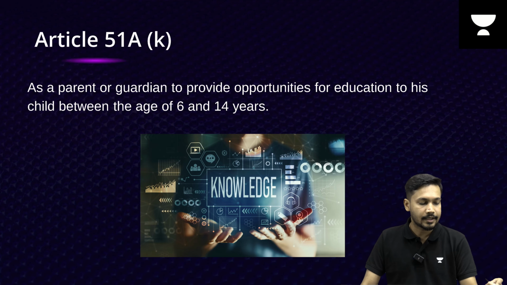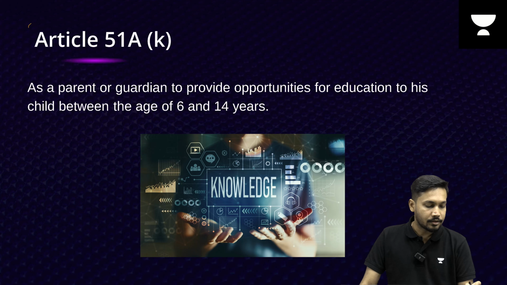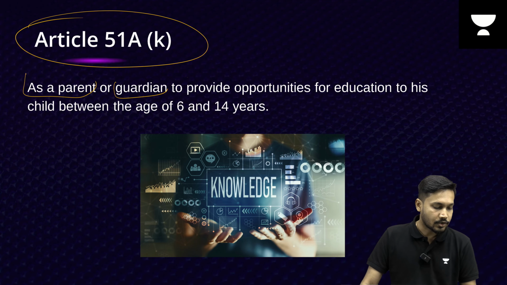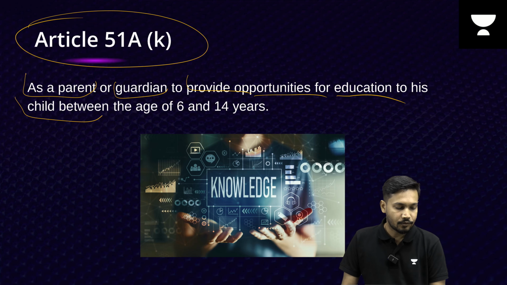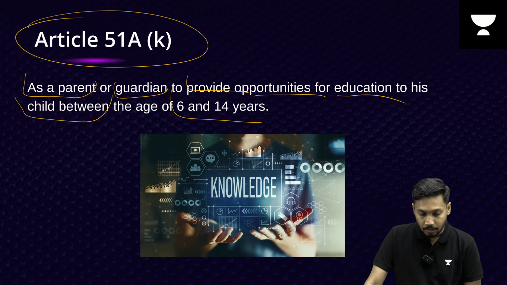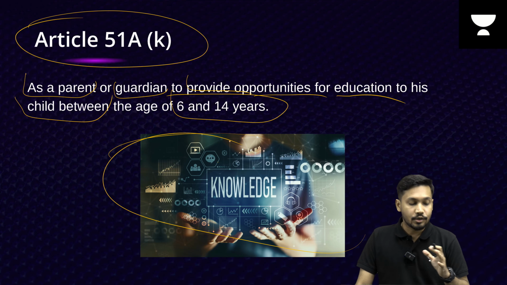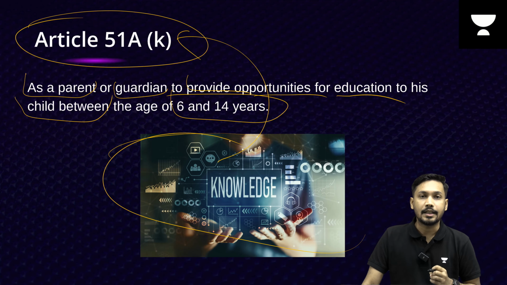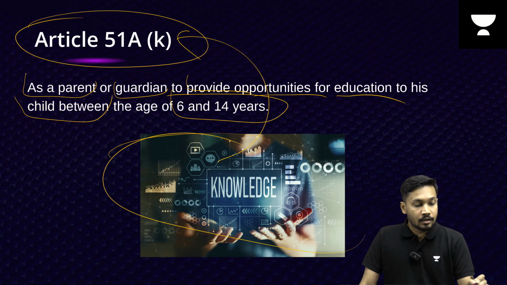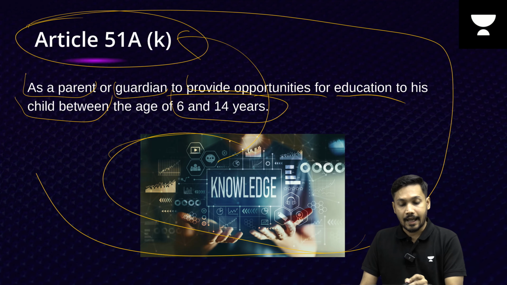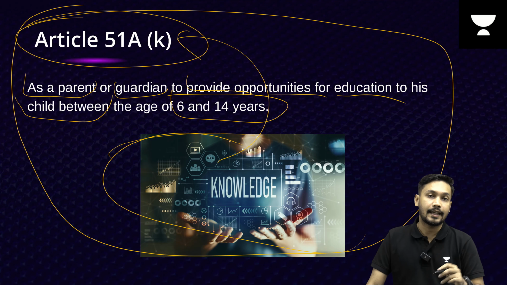Then there is the last one, that is K, as a parent or guardian, to provide opportunities for education to his child between the age of 6 and 14 years. Okay, knowledge, K, easy to remember. Now I want you to pause this video and tell me in the comments which amendment added this clause, that is K.